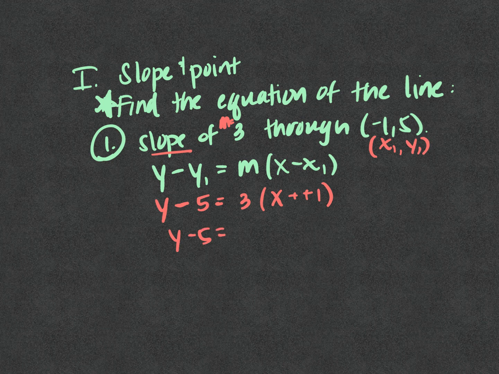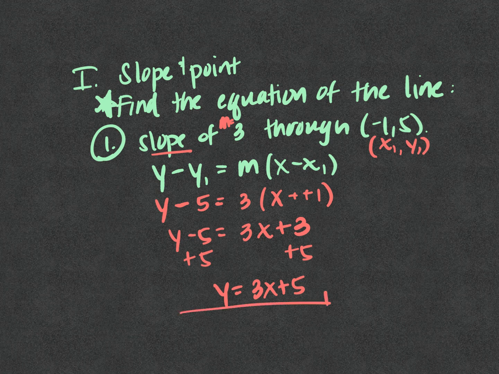So y minus 5 equals, now let's distribute that. We have 3x plus 3. We're going to add 5 to both sides. So y equals 3x plus 5. This is the line that goes through the point negative 1, 5 and has a slope of 3. Let's do another one.